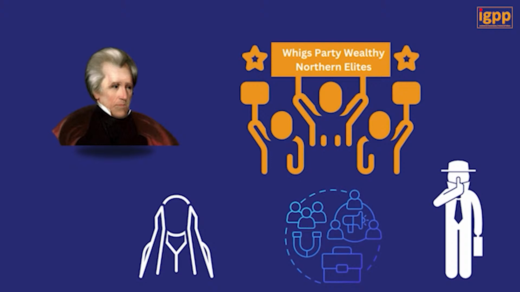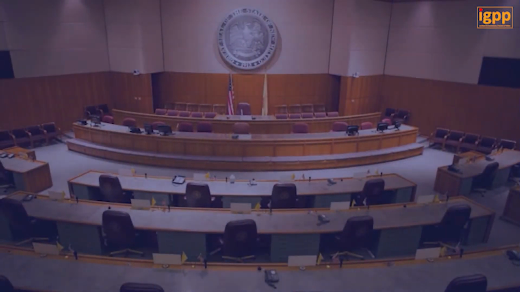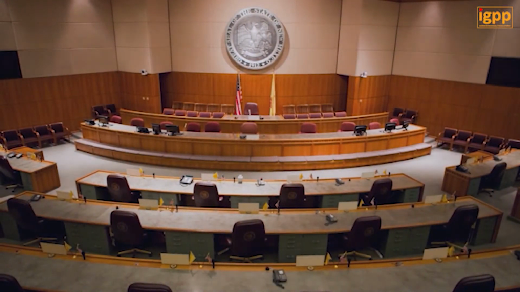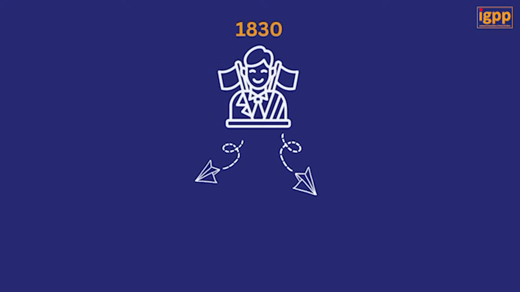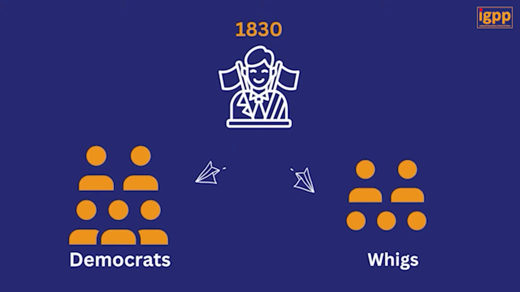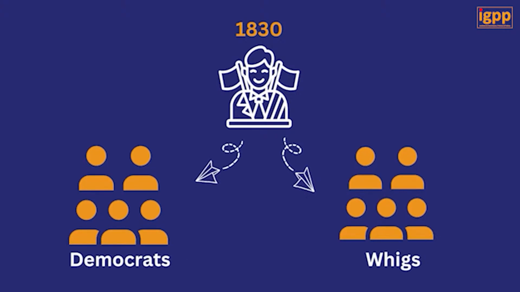The Democrats and the Whigs were the first to adopt party-based customs in the Senate. In the 1830s, for example, members of the two parties began sitting on the opposite sides of the Senate chamber, with the Democrats gathering to the right of the presiding officer and the Whigs to the left.